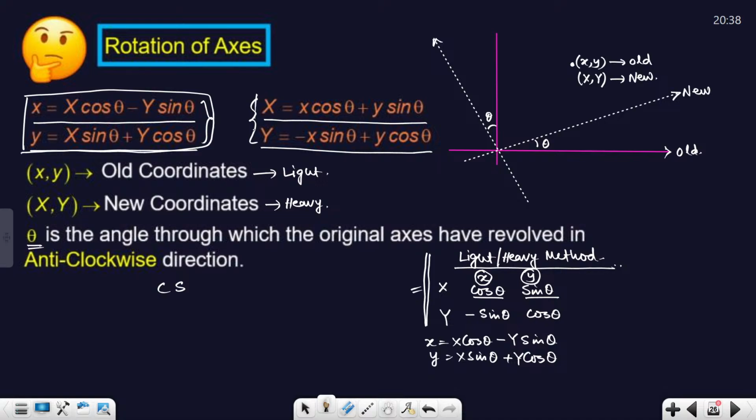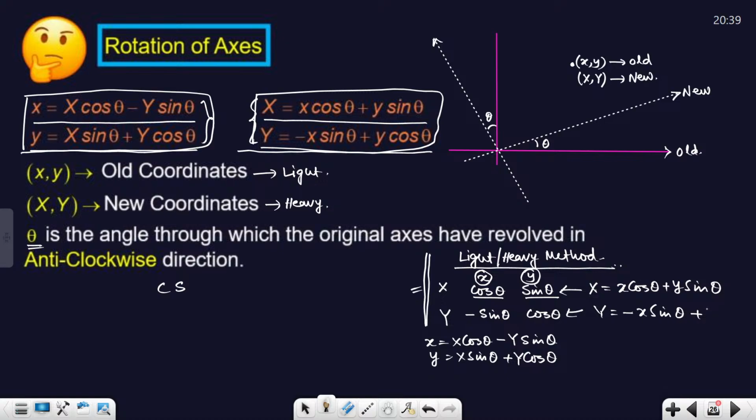Now, if I want to write capital X and capital Y in terms of small x and small y, how will I write? Follow this. Your capital X is small x cos theta plus small y sin theta. And capital Y is minus x sin theta plus y cos theta. That's it. That's exactly what I have written here.